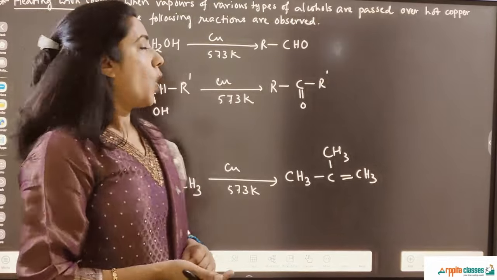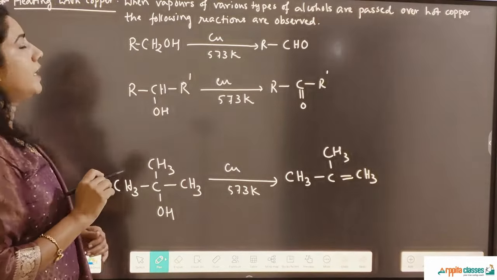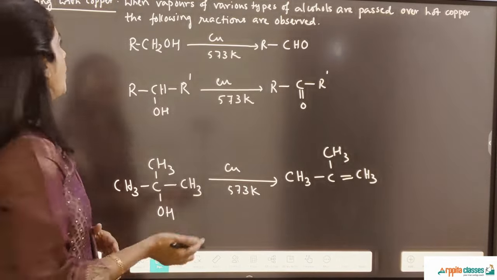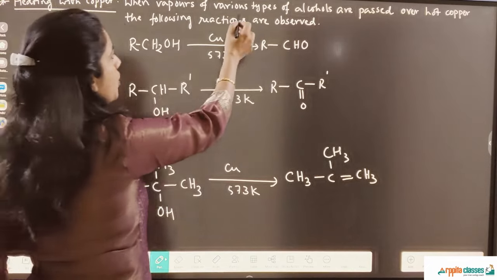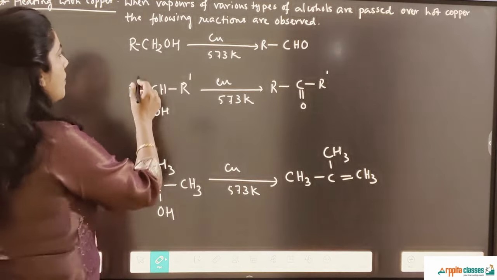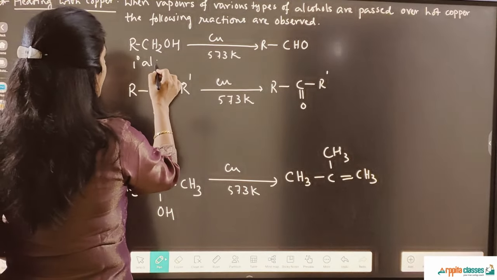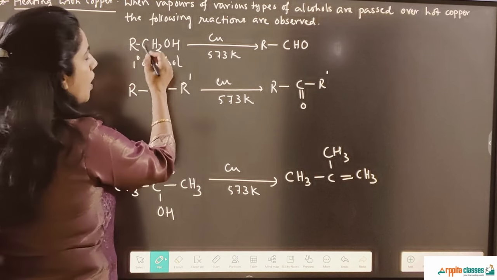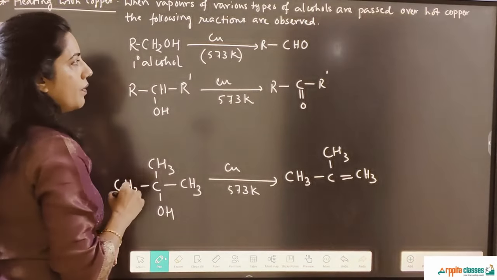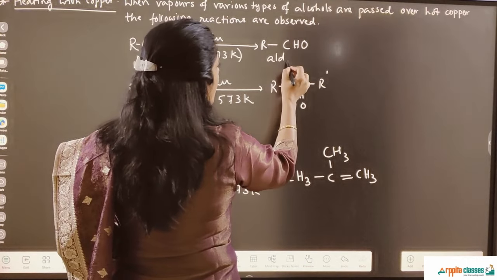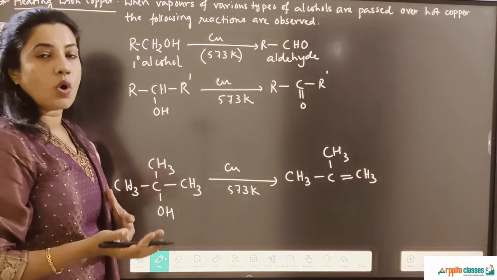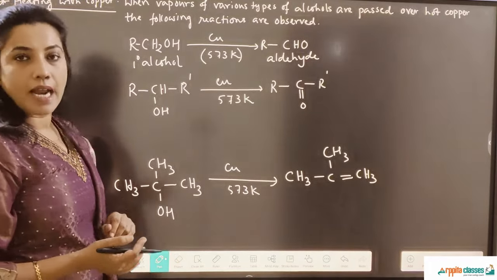This is again an oxidation reaction of alcohols, but with a different reagent. Here we are oxidizing alcohols by heating with copper. When vapors of various types of alcohols are passed over hot copper, the following reactions are observed. This is your 1 degree alcohol. When the vapors of this alcohol are passed over heated copper, at the temperature you can see, 573 Kelvin, you are getting aldehyde. So 1 degree alcohol gives rise to aldehyde. That means this is not a very strong oxidation process. The reaction stops at the aldehyde level.